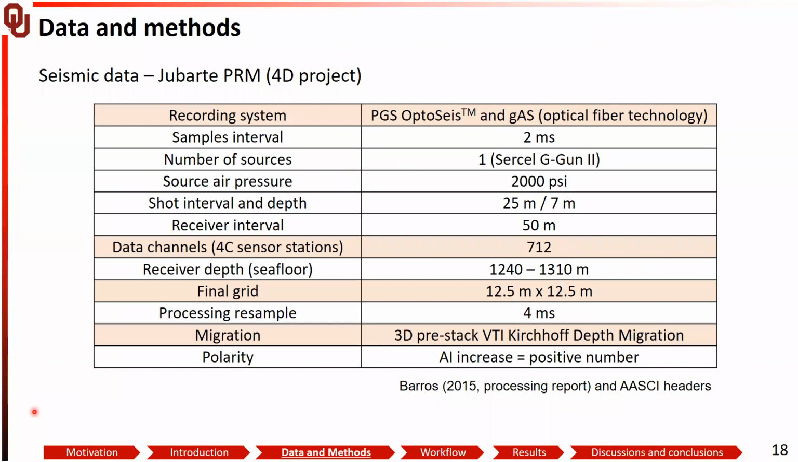And for the data and methods, I basically used the Jubarte PRM project. It's a 4D acquisition, with very modern techniques. For example, we have optical fibers with receivers located on the seafloor. We have here some information. For example, the final migration grid is 12.5 by 12.5. The algorithm used was the VTI Kirchhoff depth migration. That's very important because I can have more confidence about the position of the anomalies.